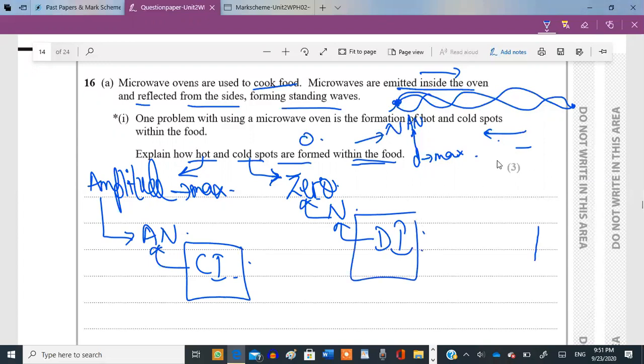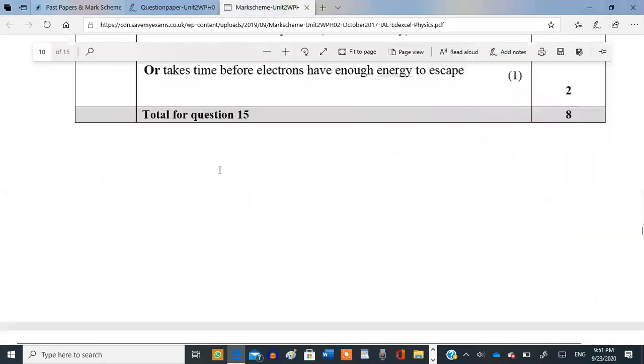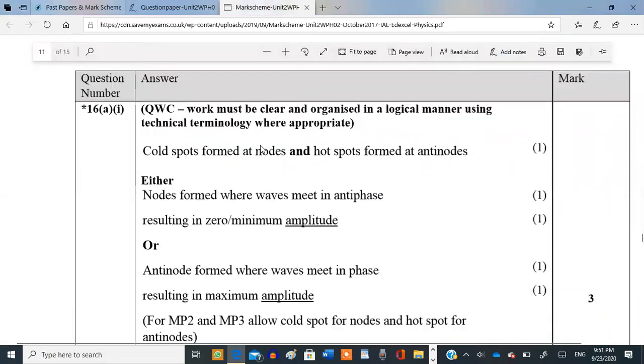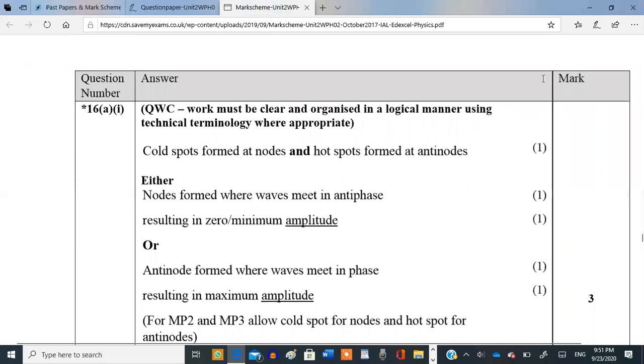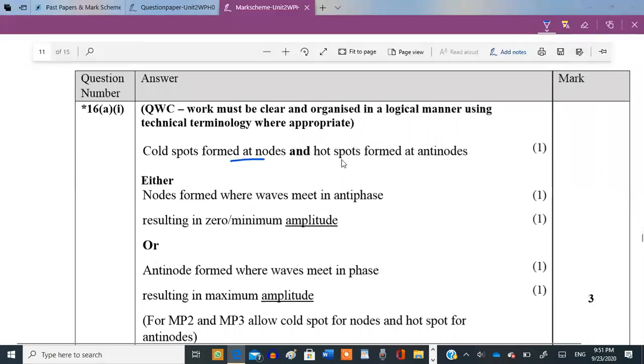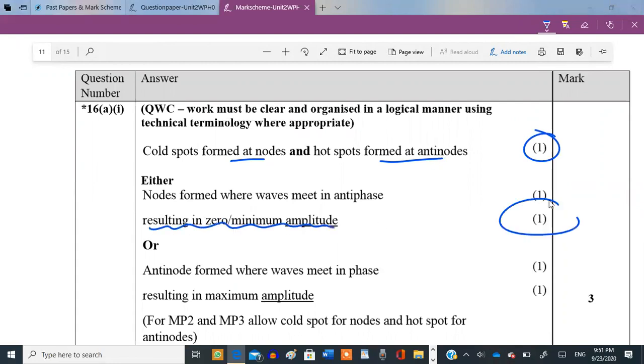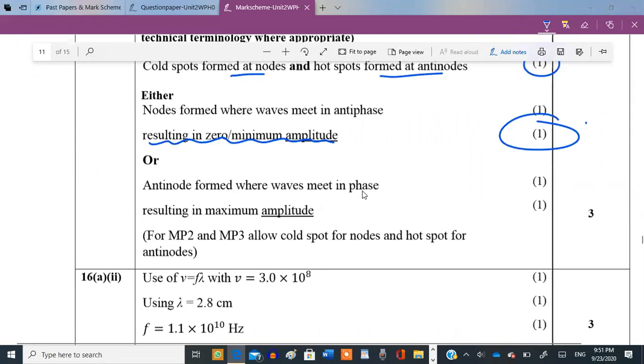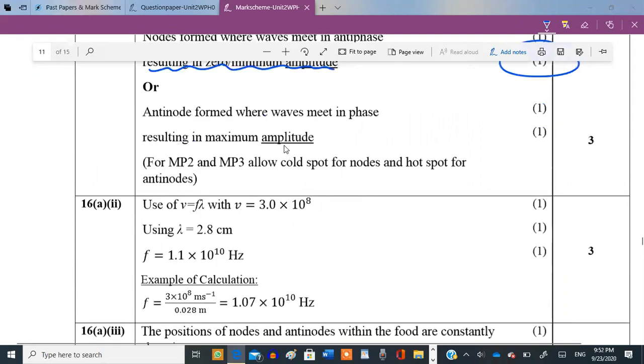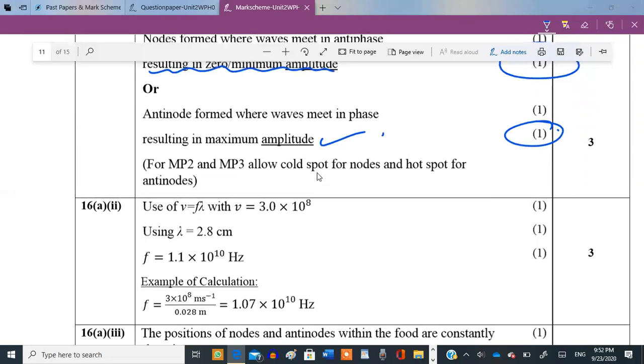For 3 marks, these are actually the 3 points that they want you to answer. What does the marking scheme have to say? Cold spots are formed at the nodes and the hot spots are formed at the antinodes. We just mentioned that, got that mark. Nodes are formed when waves meet in antiphase or when there is zero amplitude. All right, we got that mark as well. Now, antinodes are formed as a result of maximum amplitude. We got this mark as well. Okay, we got all 3 marks.